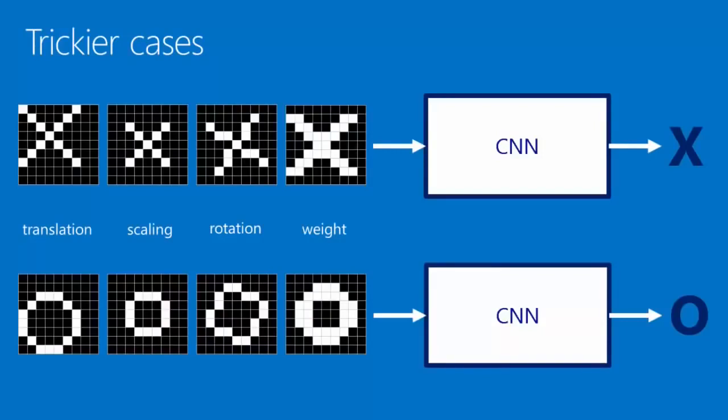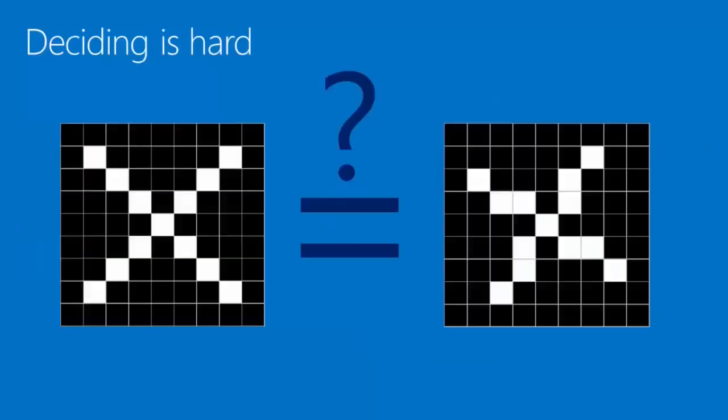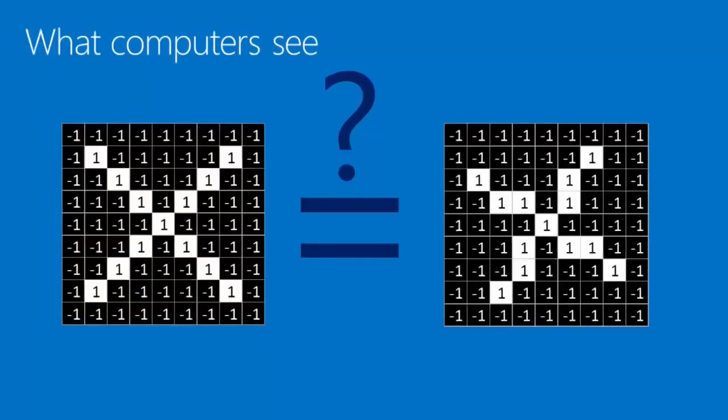What makes it tricky is that the X is not exactly the same every time. The X or the O can be shifted, it can be bigger or smaller, it can be rotated a little bit, thicker or thinner, and in every case we would still like to identify whether it's an X or an O. Now the reason that this is challenging is because for us, deciding whether these two things are similar is straightforward. We don't even have to think about it. For a computer, it's very hard.